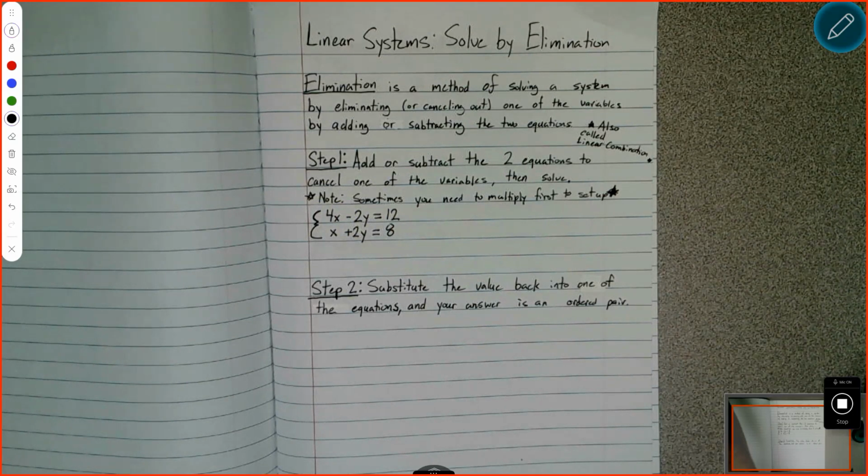So we're going to add these two equations together. What is 4x plus x? 5x. What's going to happen with my y's? They're going to cancel out. What's 12 plus 8? 20. And now what's my last step to solve? Divide by 5. So x is equal to 4.